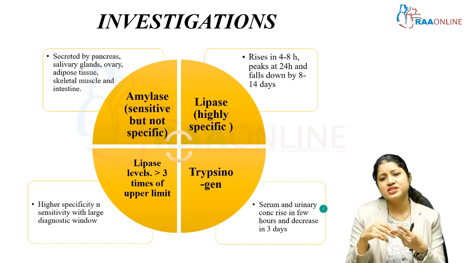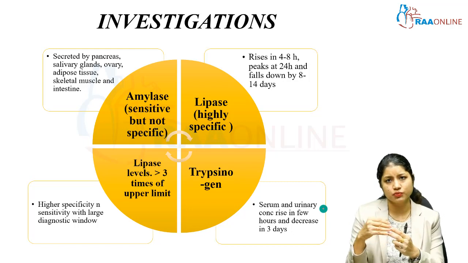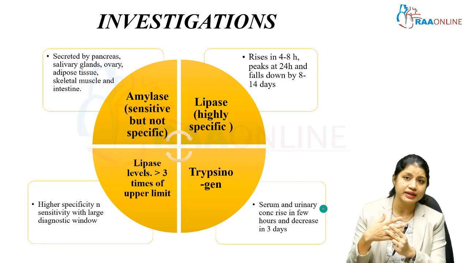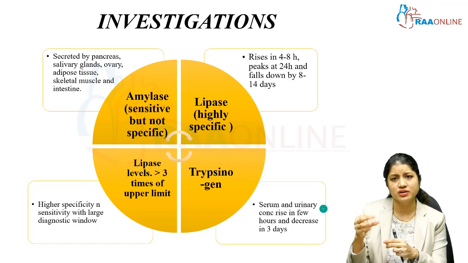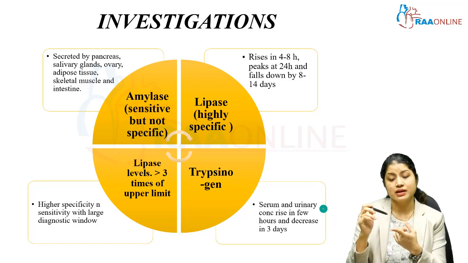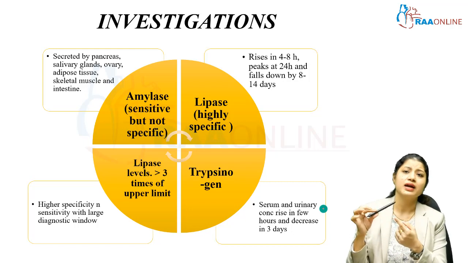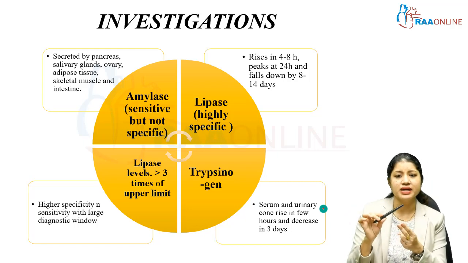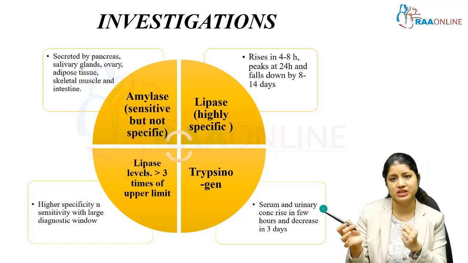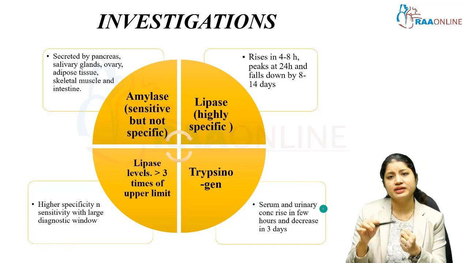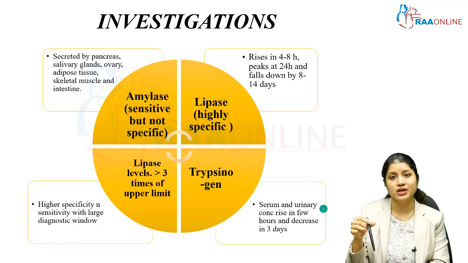Then there is another enzyme called trypsinogen, which has not come into the guidelines yet, but probably this can also be considered as a marker for diagnosing pancreatitis. And the advantage of trypsinogen is it rises very fast, that is in a few hours, and it can be measured both in serum as well as urinary trypsinogen levels, but it tends to fall down within 72 hours.